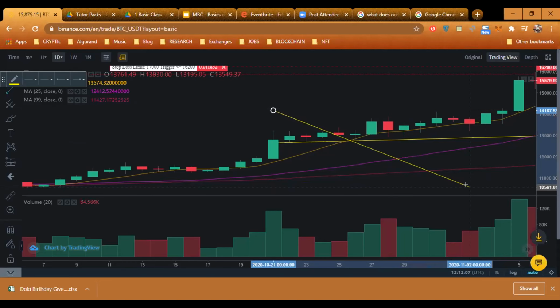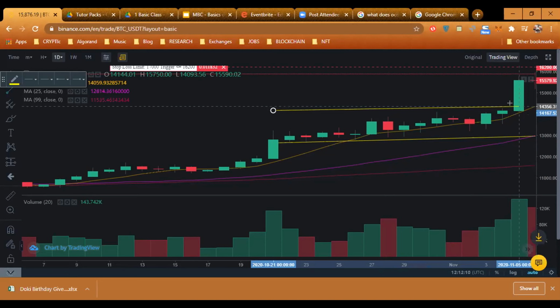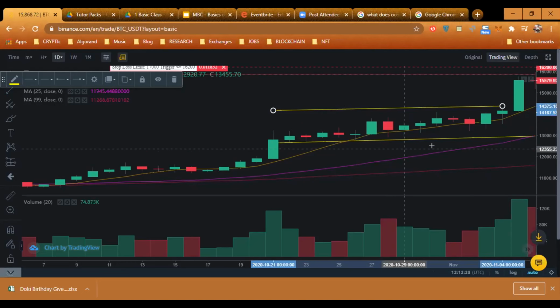Okay. Let's reduce this. It's already into my background. Okay, this is a mistake. So let's say I drew this from here to here. This is a support, right? It's a support level. In the past 14 days, Bitcoin has not gone below this, below 12,900. You get, and then in the past 14 days also, Bitcoin has not risen above 14,000 something.